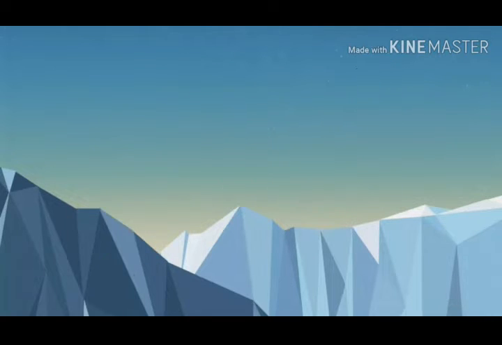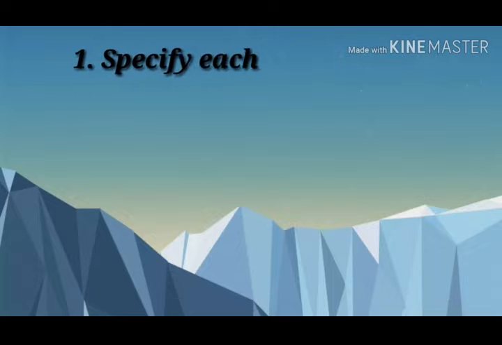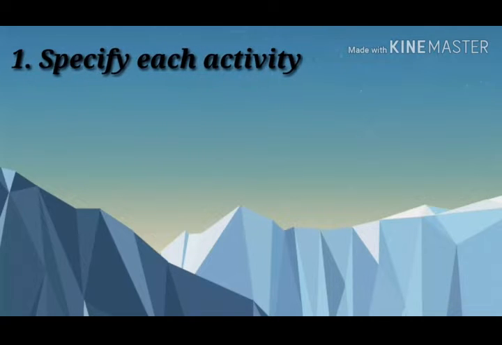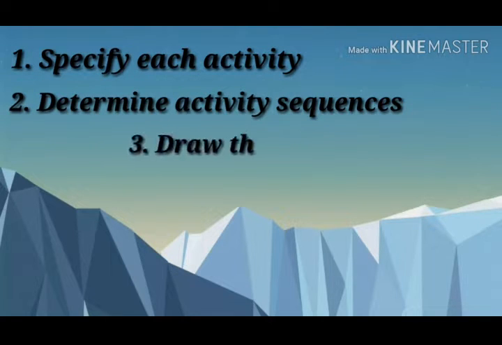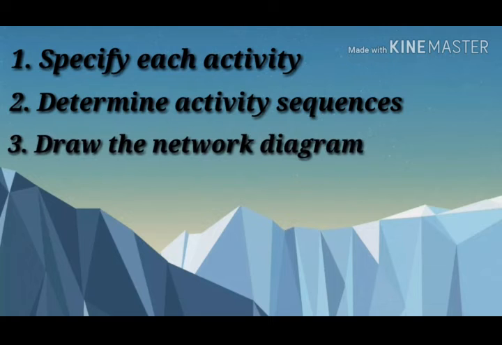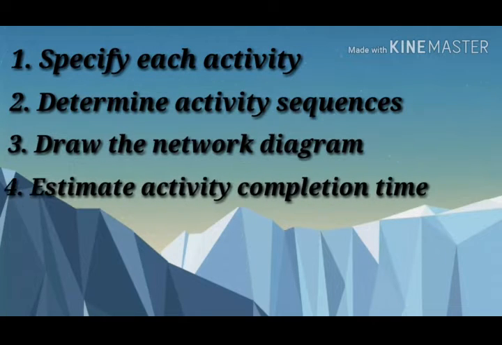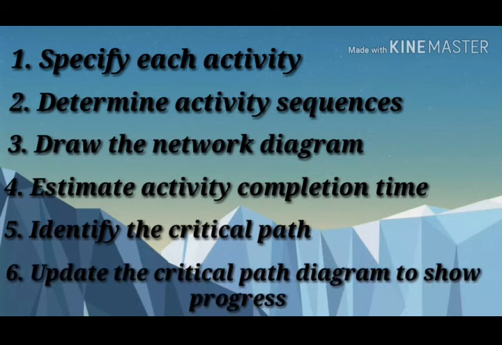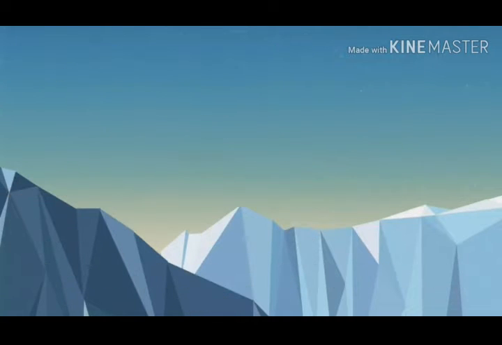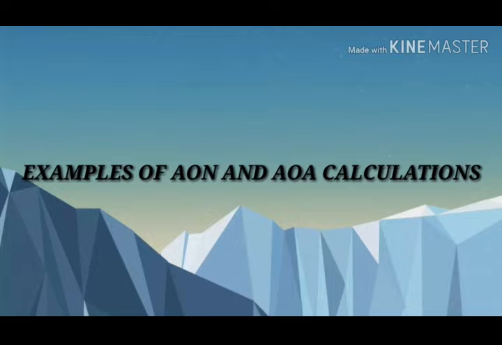There are a few steps in CPM project planning. First, specify the individual activities. Second, determine the sequence of those activities. Third, draw a network diagram. Fourth, estimate the completion time for each activity. Fifth, identify the critical path, the longest path through the network. And the last one is to update the CPM diagram as the project progresses. Here are two examples of calculating CPM.